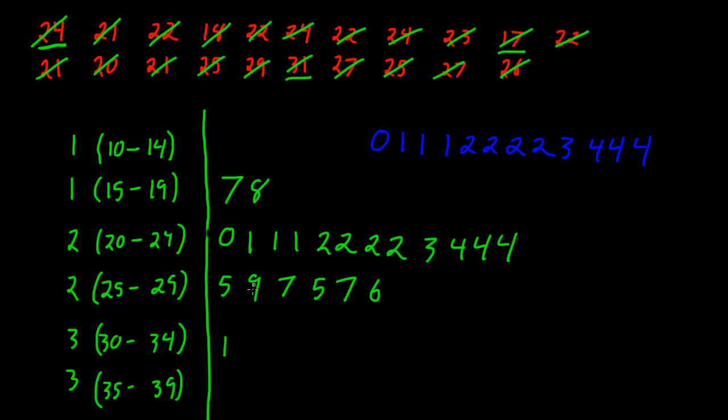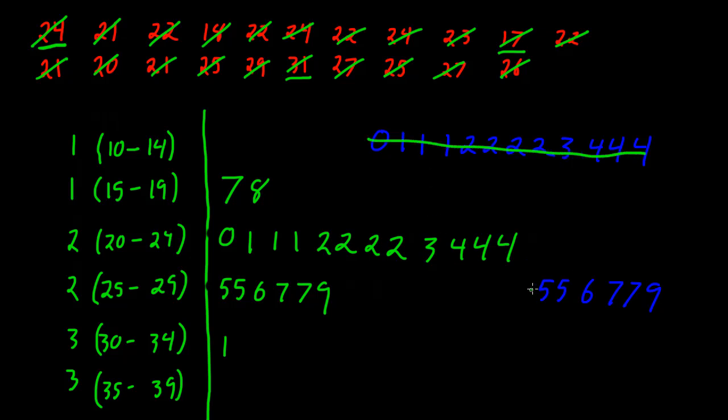We do the same thing for our data here. We have 2 5s, a 6, 2 7s, and a 9. So we'll get rid of our original data here and put it back in order. So we have 5, 5, 6, 7, 7, and a 9. And then we're all done with this information because we now have our data all sorted and organized.